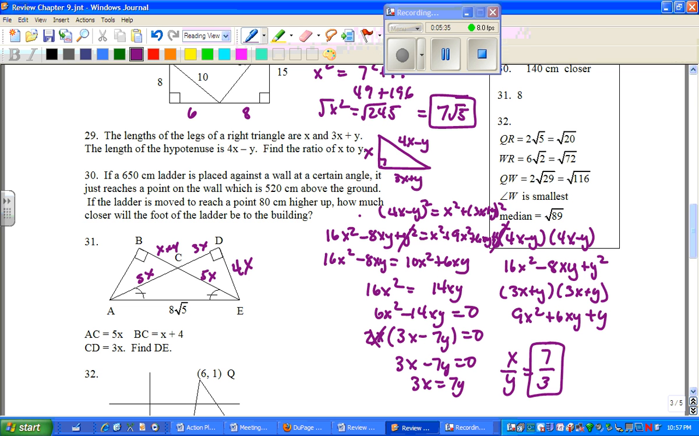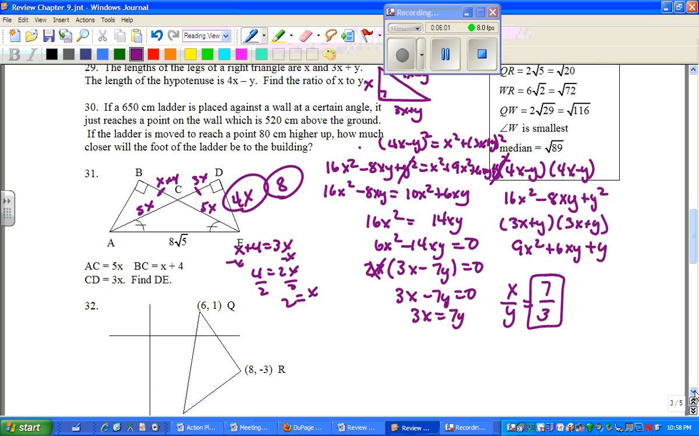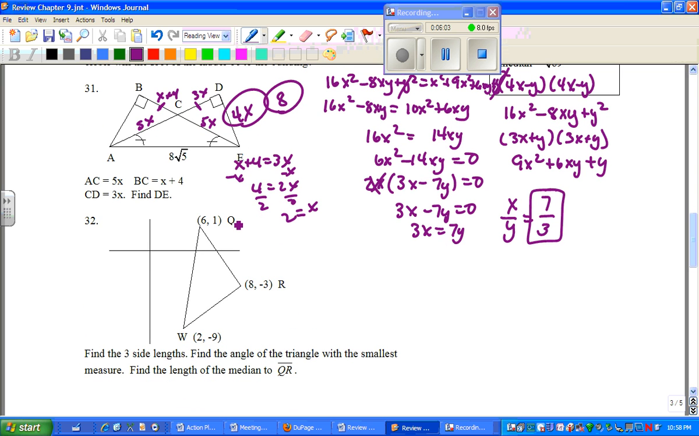So when we look at it, we can state that these two pieces here end up being equal. So x plus 4 is equal to 3x, minus x, over 4 is equal to 2x divided by 2. So x equals 2, and then when I plug it back in here, I get 8 for my answer because 2 times 4 is 8. Number 32, there was a typo. It's supposed to be 6 comma 1 over here. When that is, find the 3 side lengths.